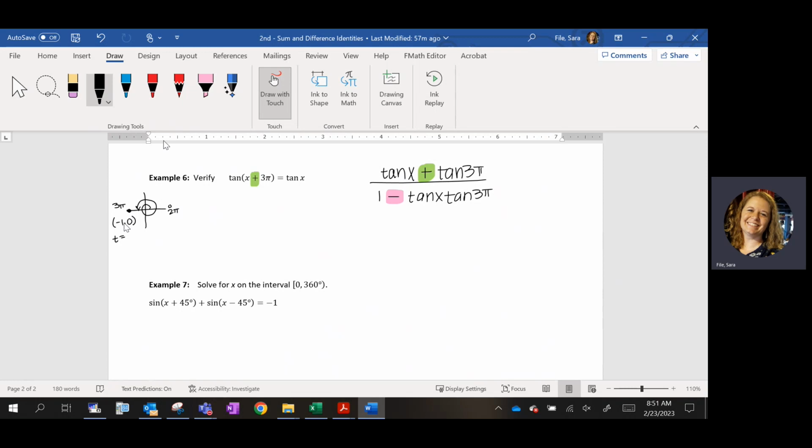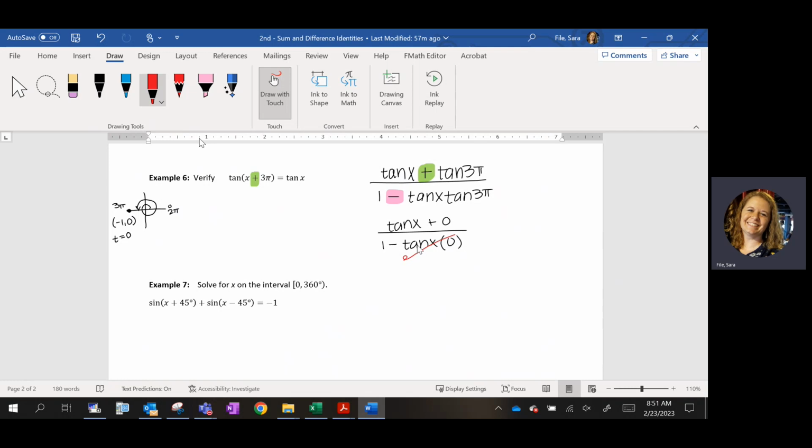Yeah, if you have it memorized, great. If you don't, it's always sine divided by cosine. So what's 0 divided by anything? 0. So tangent at 3 pi is 0. So I'm going to have tangent of x plus 0 and 1 minus tangent of x times 0. So we just got through saying anything times 0 is 0, isn't it? So that's just gone. Don't need it.